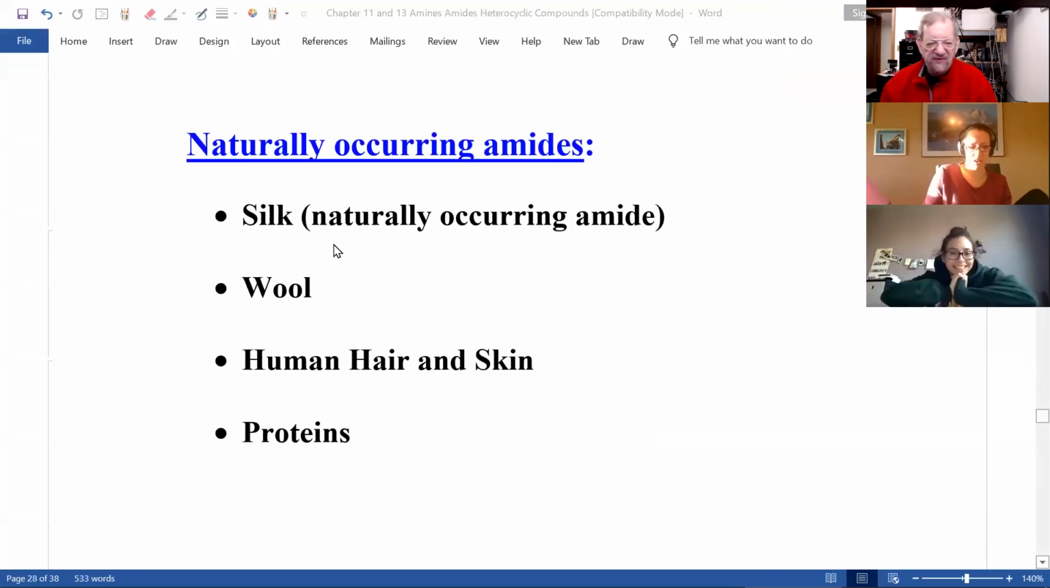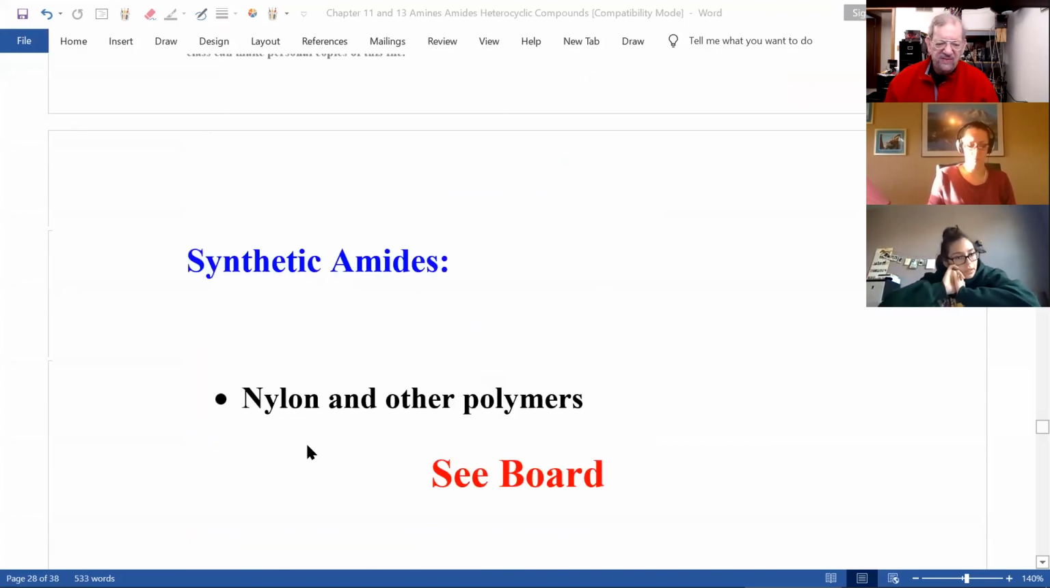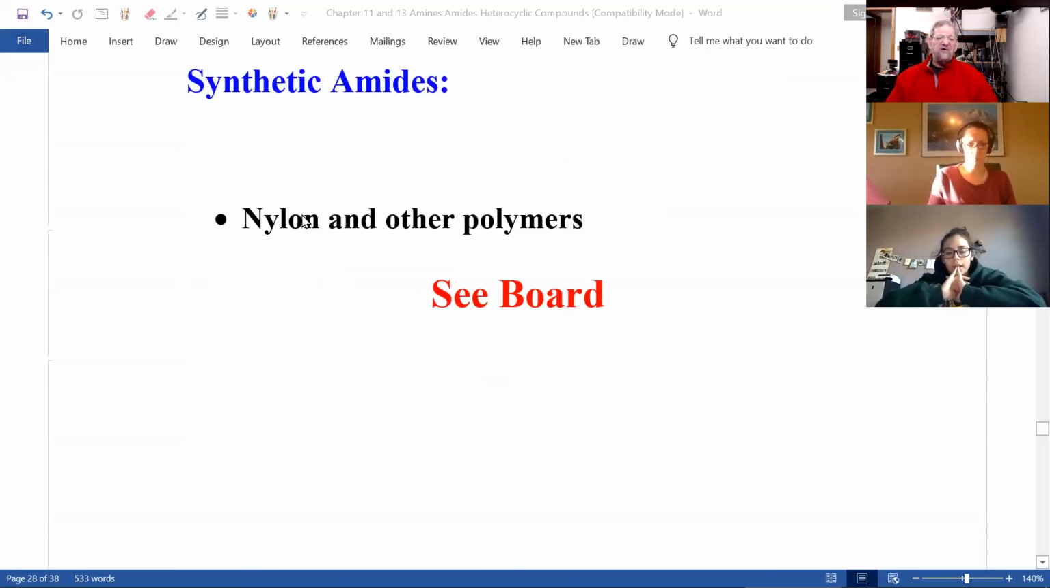Now, other amides, just in case you're interested, you can find silk as an amide, wool is an amide. We've already talked about our hair and skin, and proteins are amides, which I'll teach you later. So next time you have a hot dog, or if you're not into hot dogs, if you have soybeans, if you're a vegetarian or vegan, you're eating proteins that have amide functions holding the amino acids together. And nylon, which I'll talk about when we get into polymers, is also an amide.